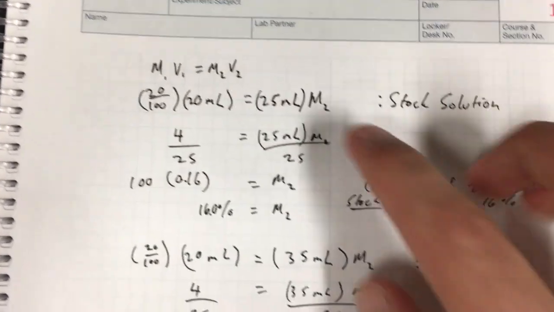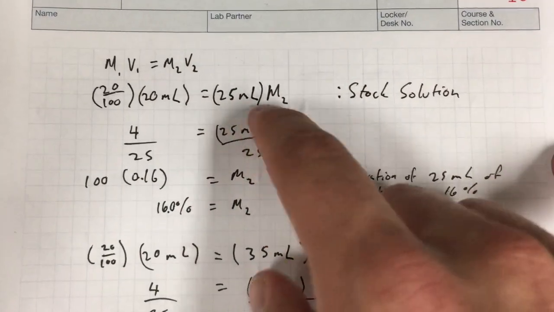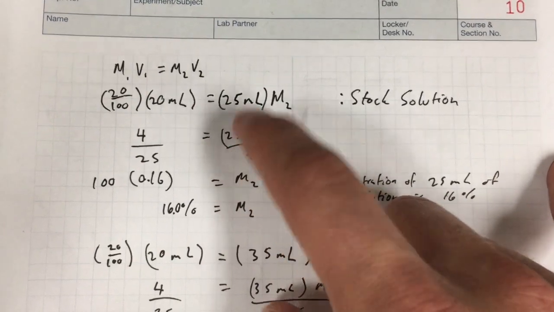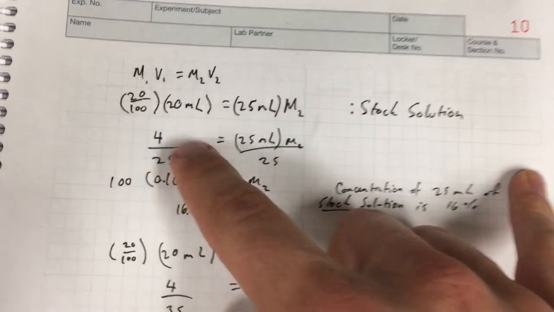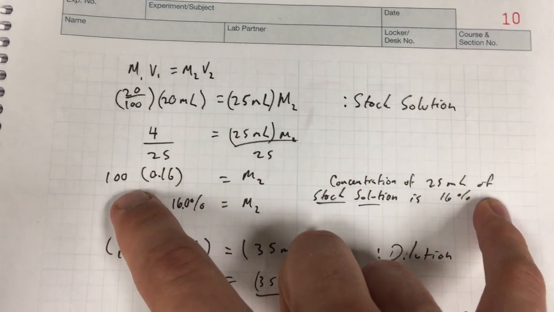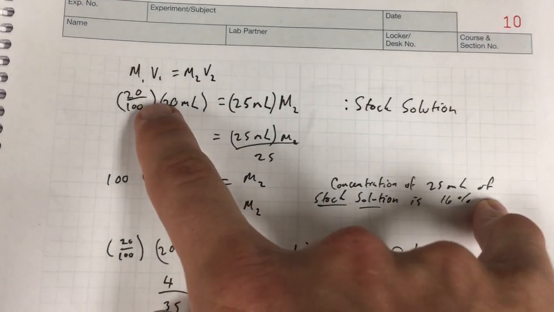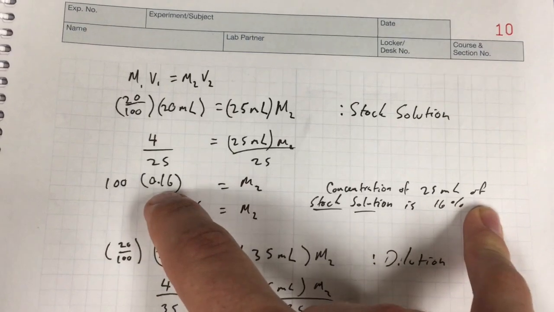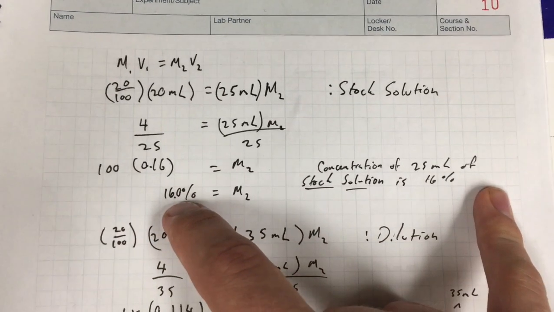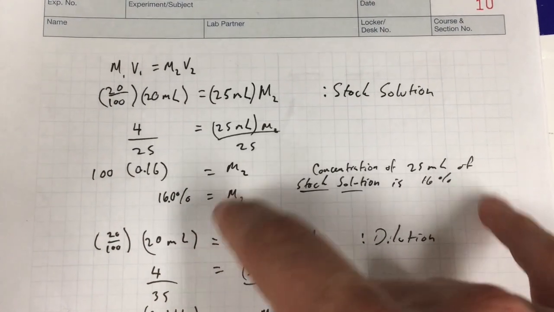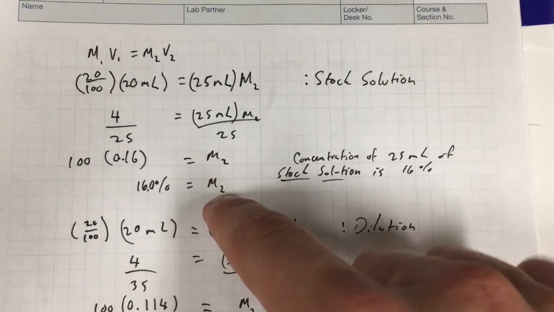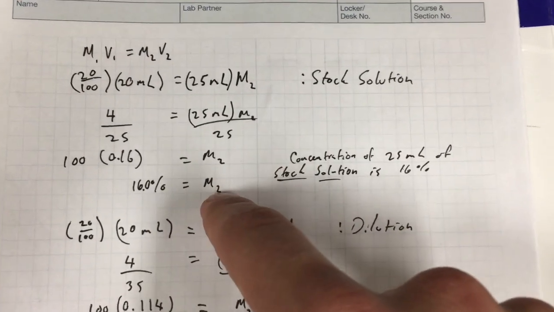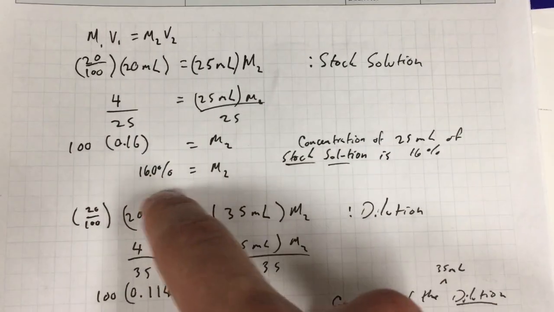So for this side, our volume is going to be 25. We're going to divide by 25 on both sides, with 4 being what our constant is. We're going to multiply that by 100 because we divided by 100 right here. So we got to get it back to the regular percentage. So we're going to end up with the concentration of our first solution, our stock solution, as 16%.